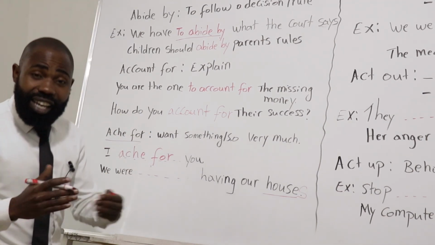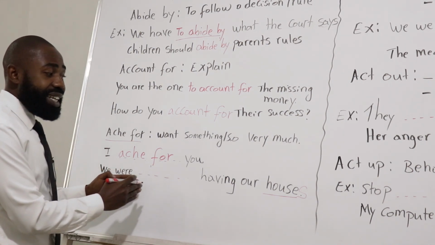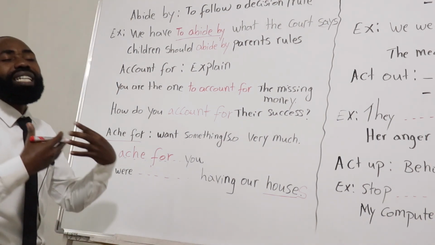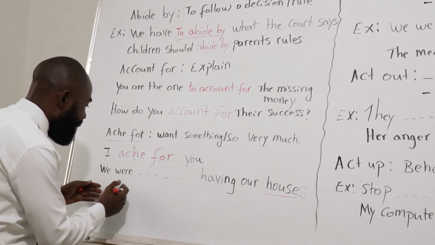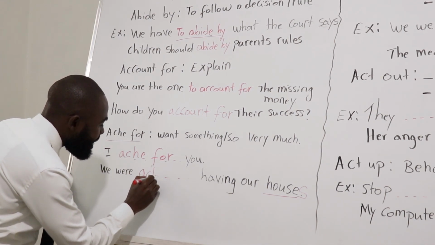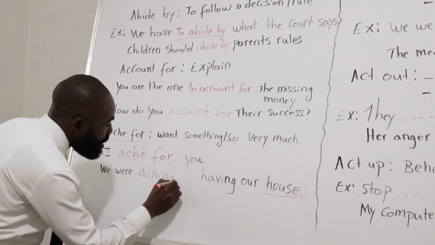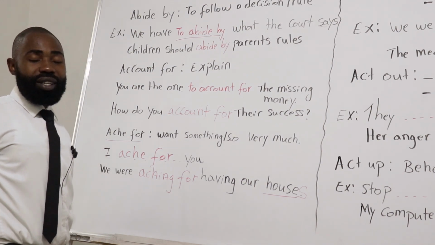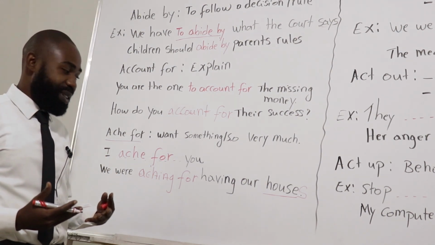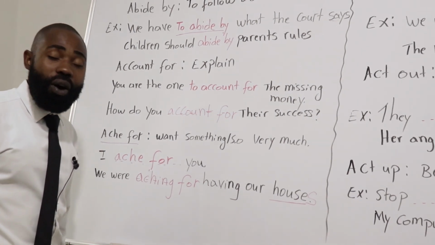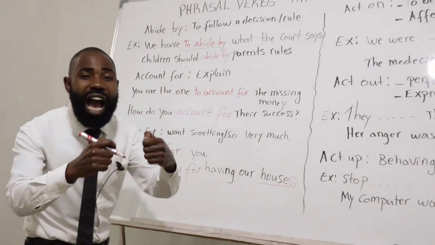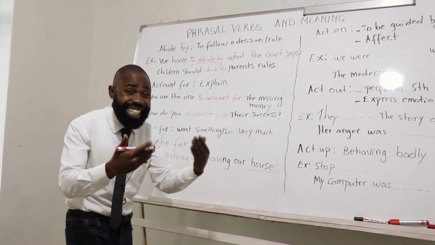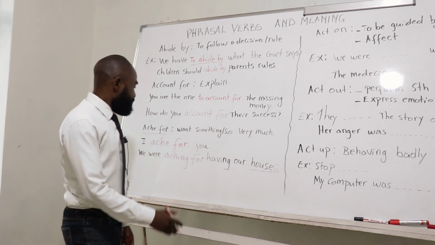Ache. Next example is, we were aching for having our house. Mpango, twari dukeneye kugira inzu yacu bwite. We were aching for having our house. What are you aching for? Mpango, ni ushaka cyane. What are you aching for? Okay, that is ache for.